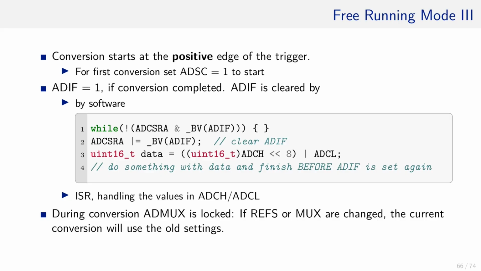As a side note, the ADMUX is double buffered. During the conversion, the software developer can select other channels even in free running mode. The new setting becomes only active when the next conversion starts, so it does not mess up your readings.